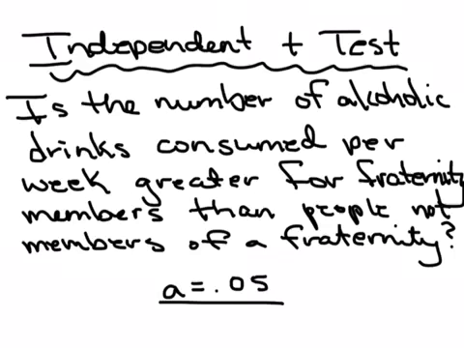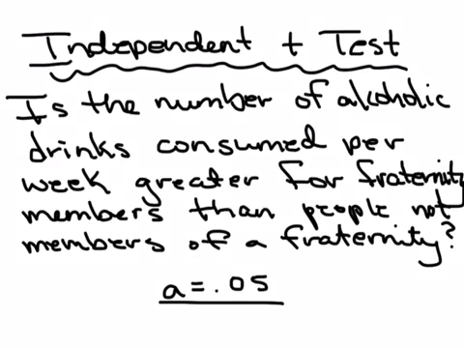In this doodlecast, I'm going to walk through all of the process for testing using an independent t-test. As you can see, we have our research scenario here, stating that they're looking at whether the number of alcoholic drinks consumed per week is greater for fraternity members than people not members of a fraternity. And it shows that they're wanting to test using alpha 0.05.